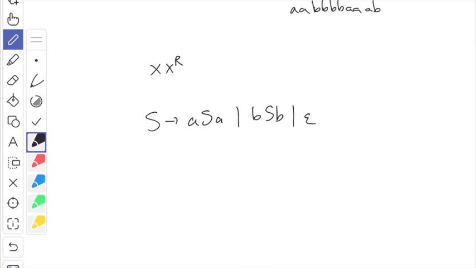Any string like this must have A at the beginning. If it has A at the beginning, it also has A at the end. If it has B at the beginning, it also has B at the end. And any string like that can be built up by doing these properties over and over again.